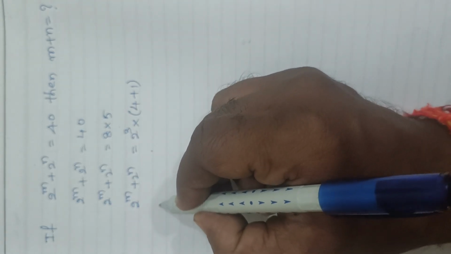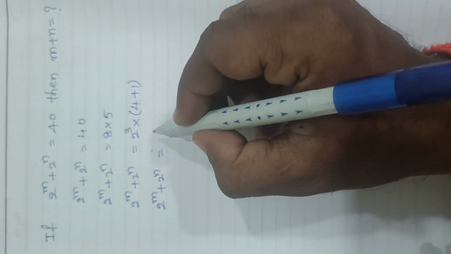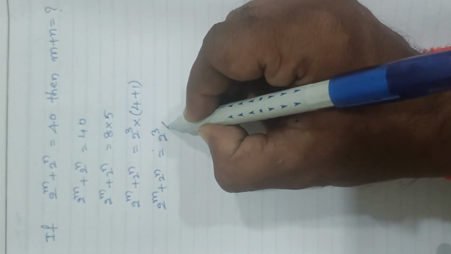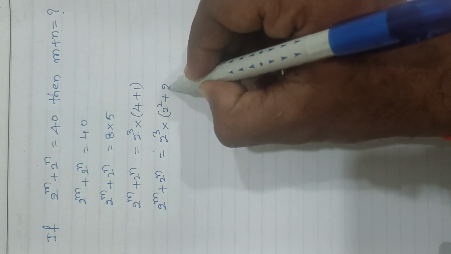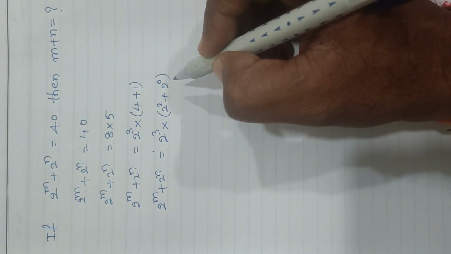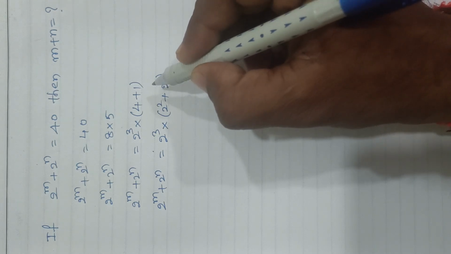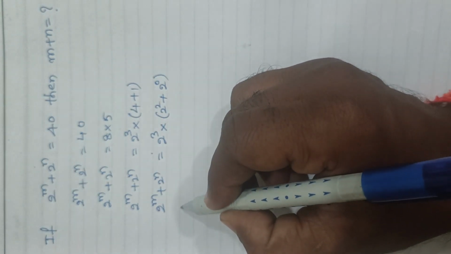And next, 2 power m plus 2 power n is equal to 2 cube into, this we can write as 2 square plus 1, which is nothing but 2 power 0. Why have we taken 2 power 0? The value of 2 power 0 is 1. Okay, so all bases are equal now. So that's why we have to change.